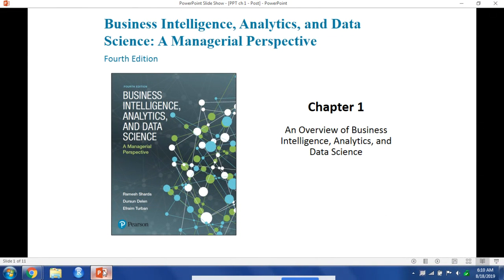So chapter 1 is just an introductory chapter that will help us set up a base of what analytics is and how we might use it. This is the book that we will be using this semester. And the first chapter is an overview of business intelligence, analytics, and data science.